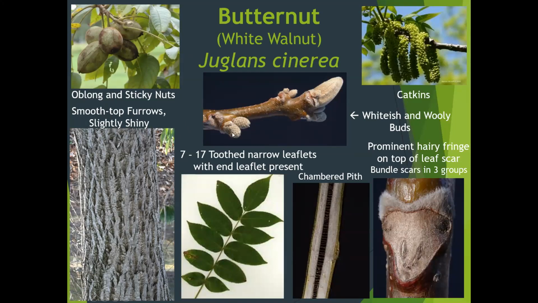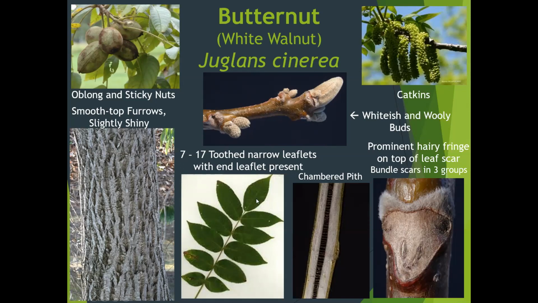The bark is slightly similar to the black walnut. It's densely furrowed, but on top of those ridges, it's very flat. It almost looks like somebody took a black walnut and took an iron and just ironed out the tops of those ridges. So it looks very flat on top, and it can also be shiny in some cases if the light's hitting it right. And then again, that end leaflet is present on a white walnut. It's not present on a black walnut.